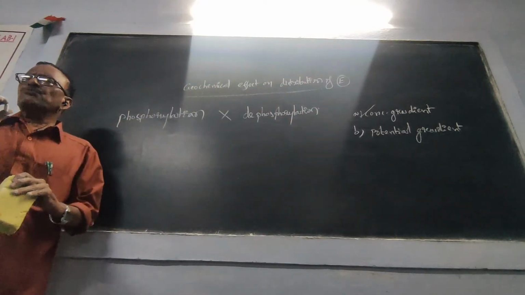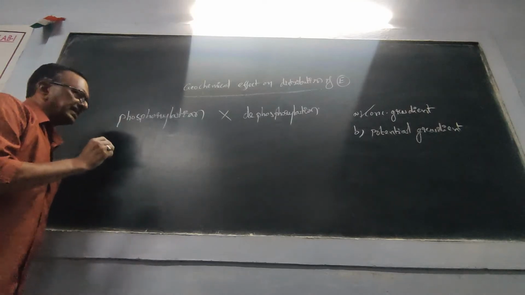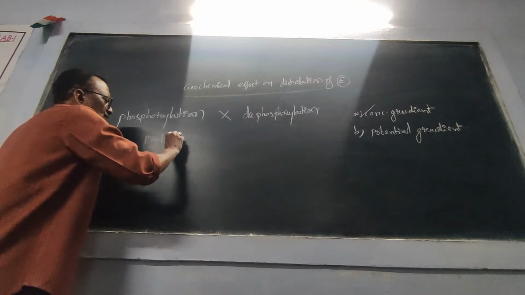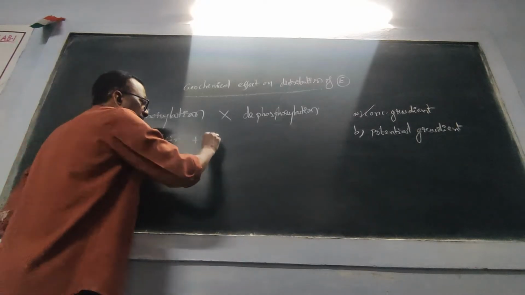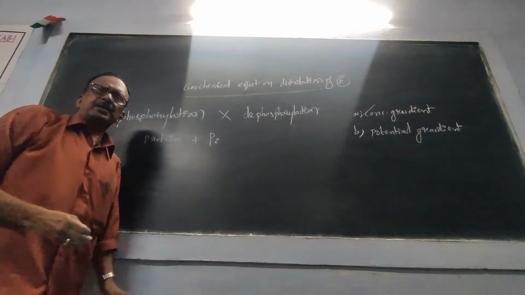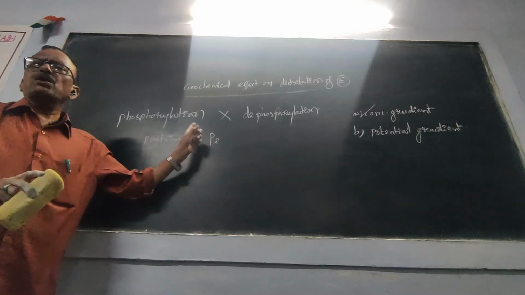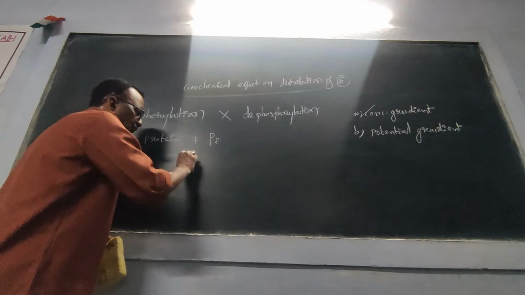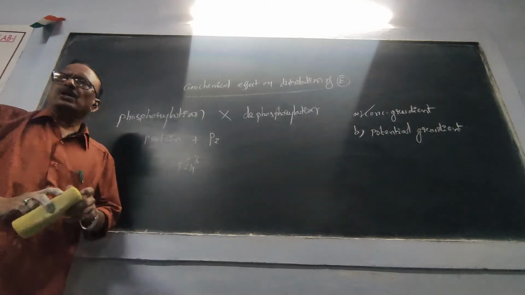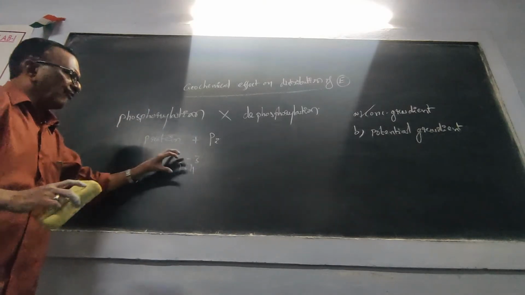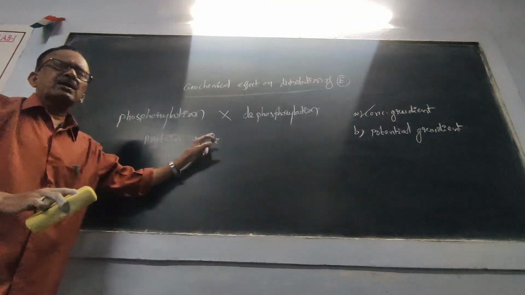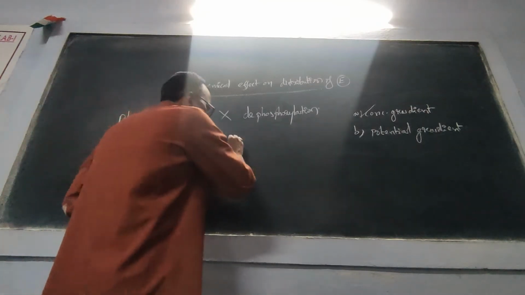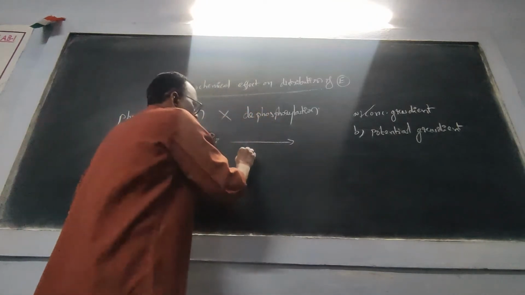Generally, phosphorylation is nothing but addition of, what are we adding? Pi, that means inorganic phosphate. Phosphate means PO4 minus 3. So addition of phosphate, inorganic phosphate, to the protein is called phosphorylation.